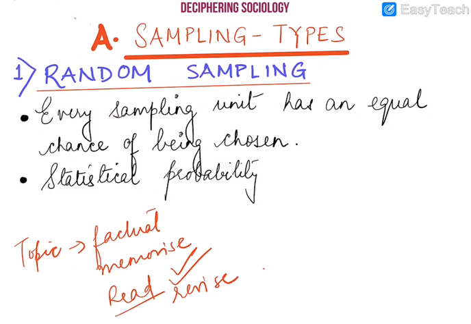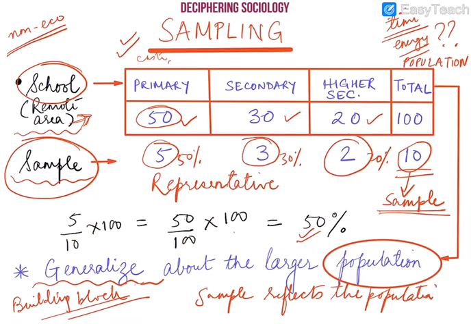The first type of sampling is random sampling. As its name suggests, here every sampling unit has an equal chance of being chosen. What does this mean? For example, here I chose 5 students. Every student had an equal chance to be selected, and that is why it was a random sample.